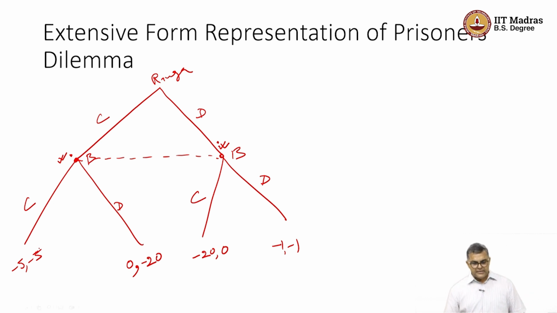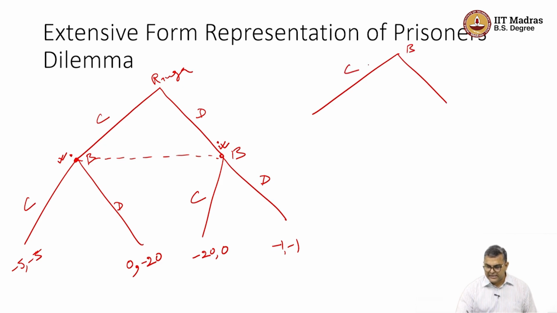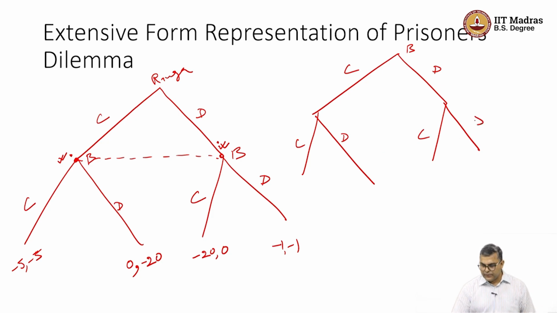Nothing would change if we say that Billa moves first. So, Billa decides here to confess or remain silent, and then Ranga decides to confess or remain silent. We can say again here Ranga does not know whether he is on this node or on this node. So, I can say both situations are strategically the same.